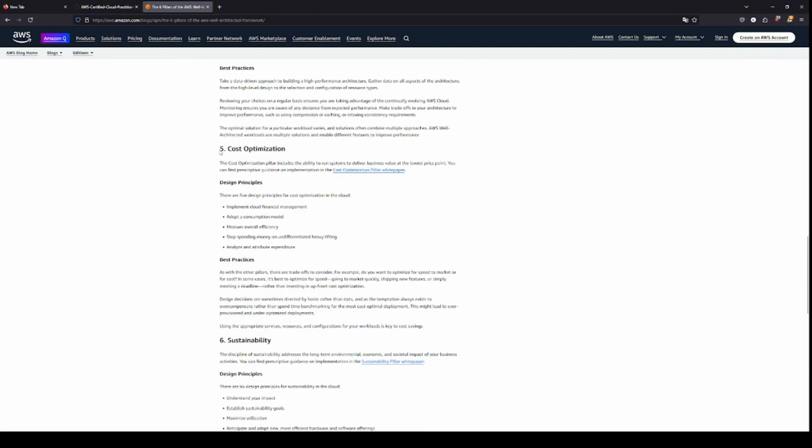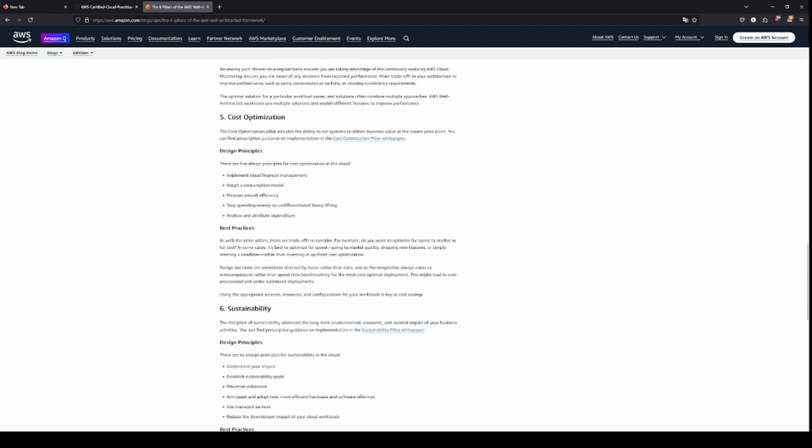Cost optimization. This is important for every business because you don't want to go spending crazy money and not end up having it, right? You want to save all the costs you can. So you implement cloud financial management. There are a lot of really good resources that AWS provides for this. Adopt a consumption model. If I'm not mistaken, you're modeling out how much resource you're going to use. Measure overall efficiency. Stop spending money on undifferentiated heavy lifting.